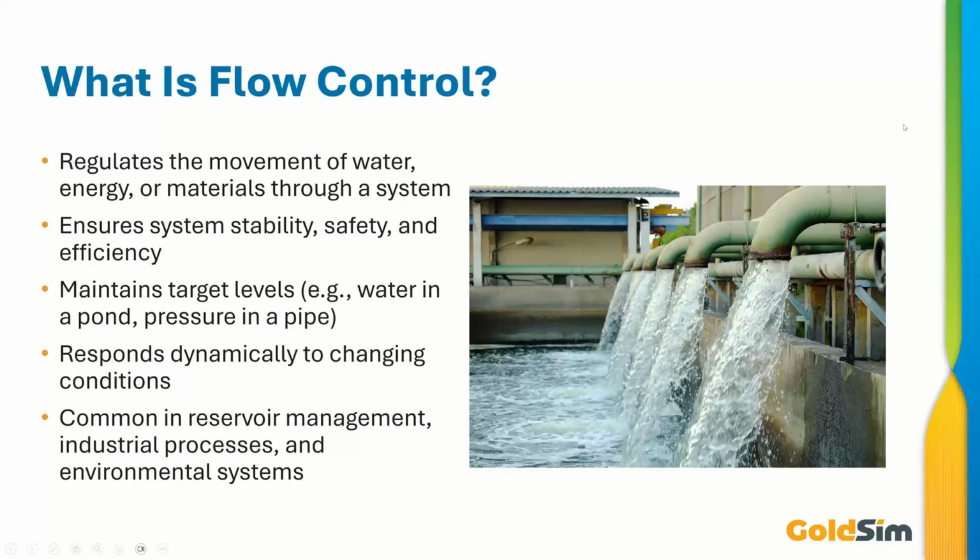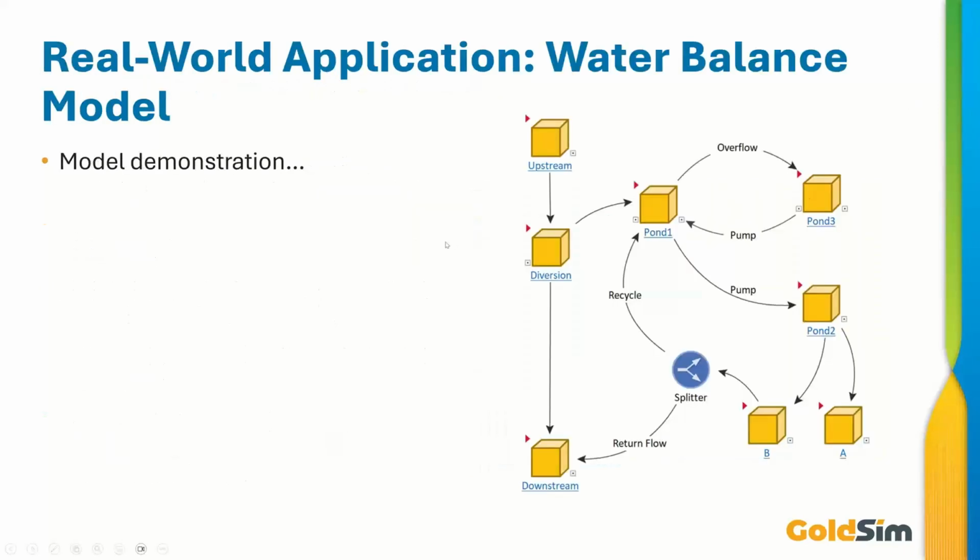The point of flow control is to maintain stability, or maintain some sort of target outcome in your system. In a water system, it would be something like maintaining a water level. And the point of flow control is that it responds dynamically using feedback as the system changes. It's commonly used in the real world, both in actually controlling the system, but also in simulating the control. So we're going to be talking about concepts that are the same, both in simulation and in the real world.